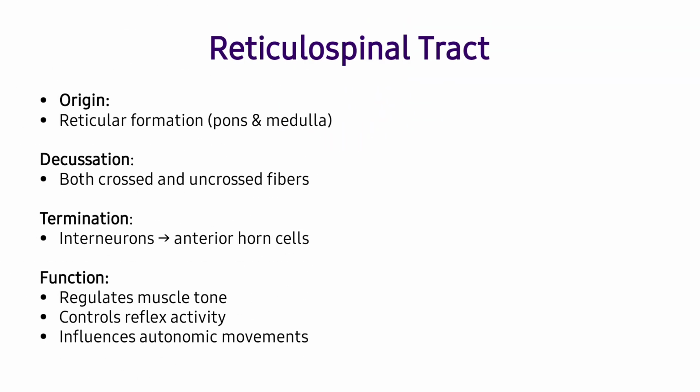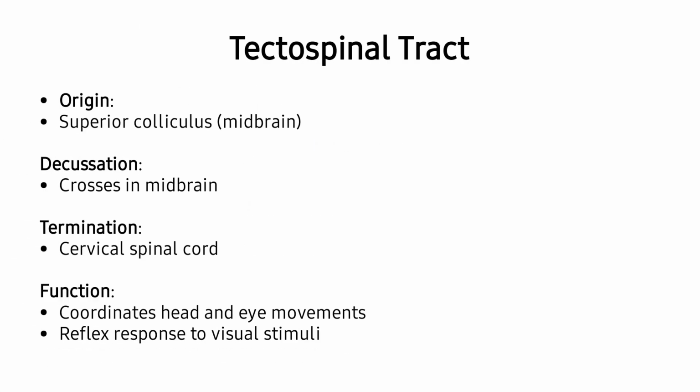Okay. So the reticulospinal tract now, origin, reticular formation found where? In the pons and the medulla. Then decussation both crossed and uncrossed. Okay. Then the termination now in the neurons anterior horns. Function is to regulate muscle tone. Reticular formation, muscle tone, then controls the reflex activity and influences autonomic movements.